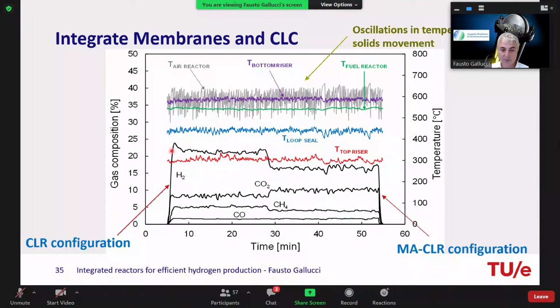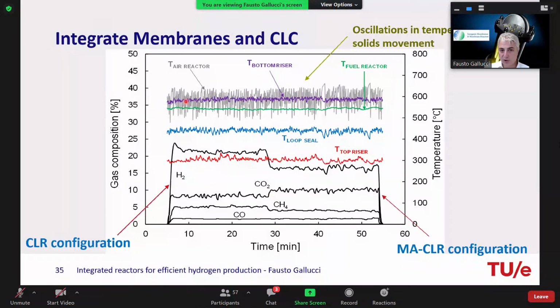What is nice with steam reforming is that it is a very fast reaction, so you reach the equilibrium very fast and it is relatively stable. Then when you open the membrane, the hydrogen decreases because I'm extracting the hydrogen. The methane also decreases because I can convert much more methane at the same temperature. And the CO2 increases because, of course, I remove hydrogen and produce CO2.